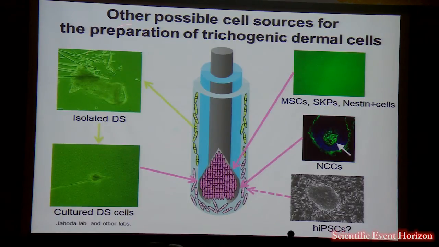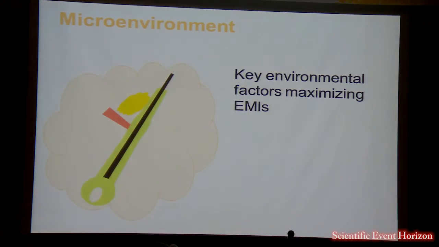What are the potential candidates for these alternatives? Sources are, for example, the dermal sheath cells, which you can culture. Or, as I mentioned in my presentation yesterday, human iPS cells, neural crest cells, or other cell populations like mesenchymal stem cells, SKPs (skin-derived precursor cells), or nestin-positive cells can be used as the alternative cell source to regenerate the human dermal papilla equivalent for hair follicle bioengineering.